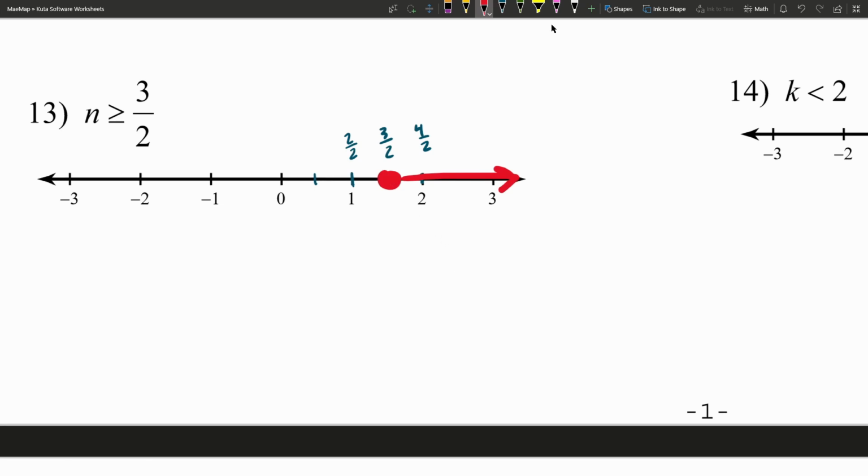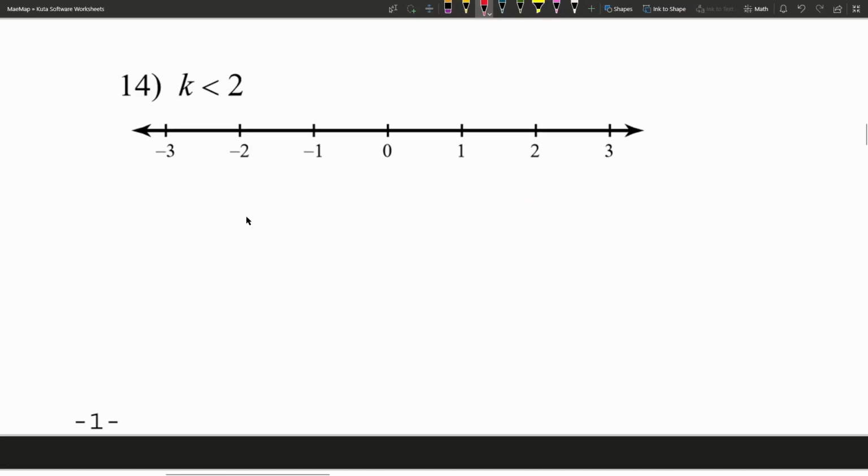Let's move on to number 14. In 14, we have that k is less than 2. We'll figure out where 2 is on the number line, circle it, and if k represents values that are less than 2, that's all the values to the left of 2.